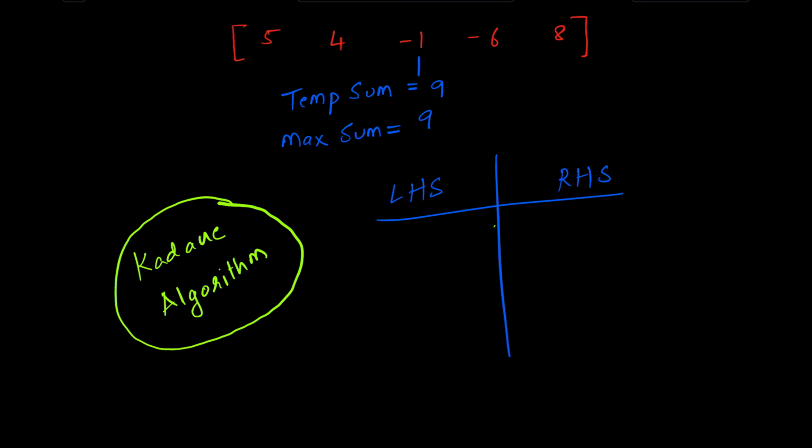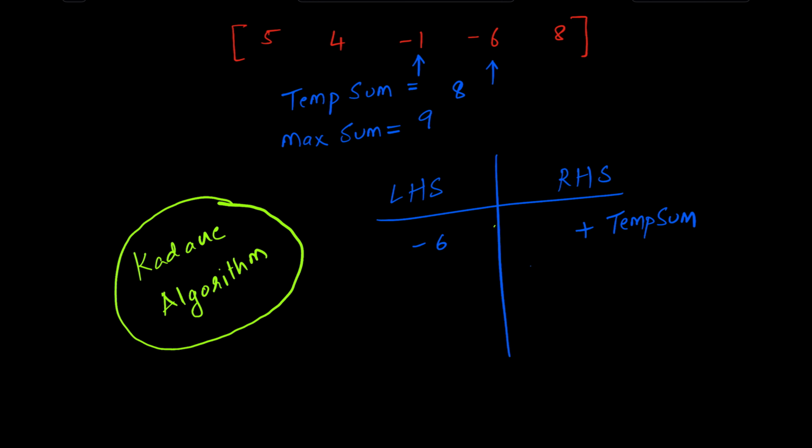Moving on to the next element, that is minus 1. On the left hand side, I'll have minus 1, and on the right hand side, it will be minus 1 plus 9, which is the temporary sum. Between 8 and minus 1, as 8 is greater, this should be saved in the temporary sum. The new value will be 8, and between 8 and 9, as 9 is greater, we will not update maximum sum. Next value is minus 6.